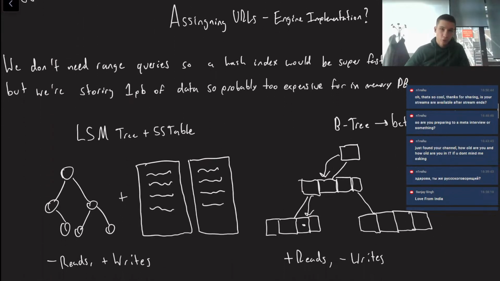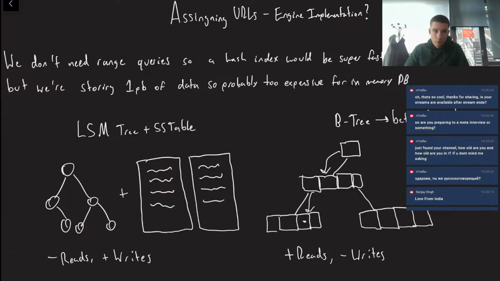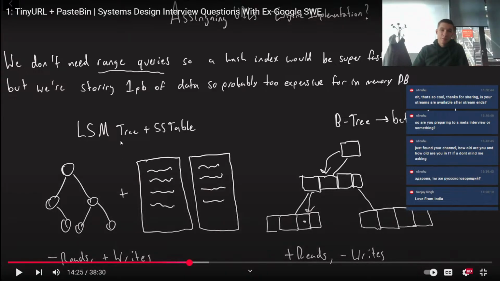Okay, now let's talk about potential database engines, because of course this is something we want to be thinking about as well. The first thing to note is that for a problem like this, we actually don't really ever need to do range queries, maybe with the exception of a predicate lock. This is LSM tree plus SS table versus B-tree.